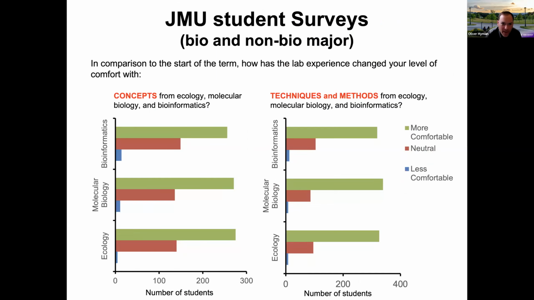So we've done some baseline level student assessment. This is a survey from both the bio and non-bio majors here at JMU. And this is just asking them, in comparison to the start of the term, how has the lab experience changed your level of comfort with concepts from ecology, molecular biology, and bioinformatics, and techniques and methods from ecology, molecular biology, and bioinformatics?